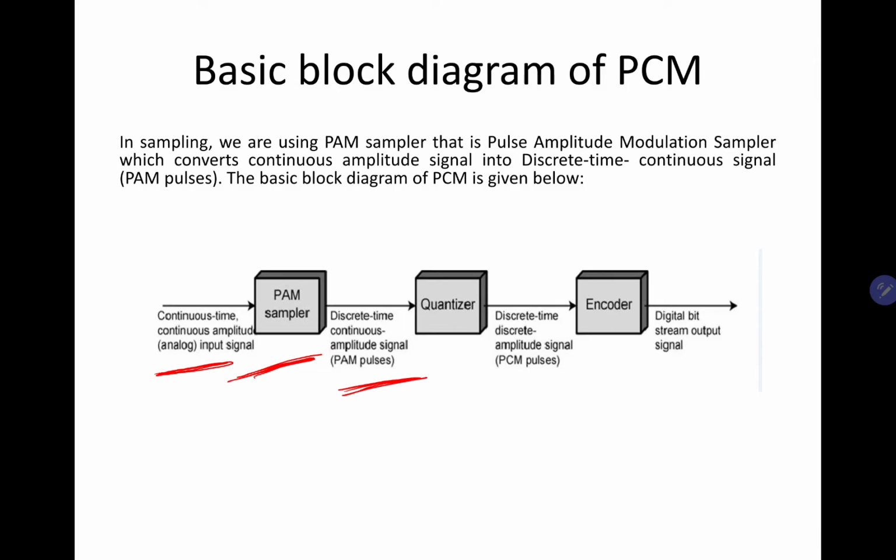Now the second step is quantization. Quantization is done by the second block. What is quantization? Remember, the input for the quantizer is a discrete time continuous amplitude signal. That PAM signal is now converted into a PCM signal. And finally, it is fed to an encoder circuit, where the encoder circuit encodes these signals into binary bits and it is sent to the output stage.